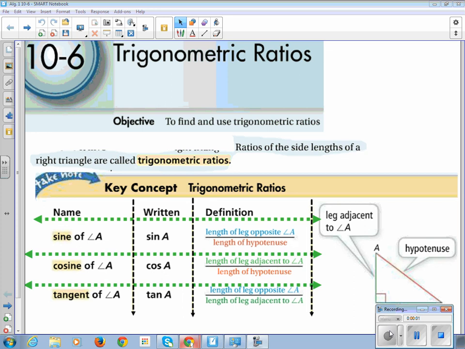Going to do chapter 10, section 6, trigonometric ratios. Trigonometric is often abbreviated as trig. So you know you're in the big boy club when we are talking about trigonometry. Good job, guys, you made it. Celebration.